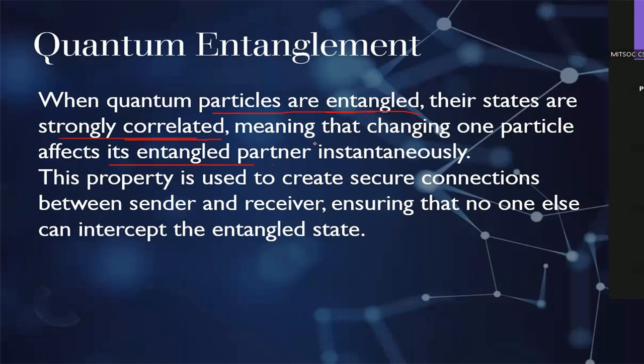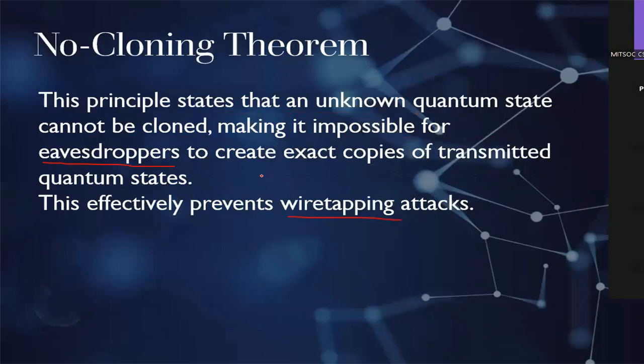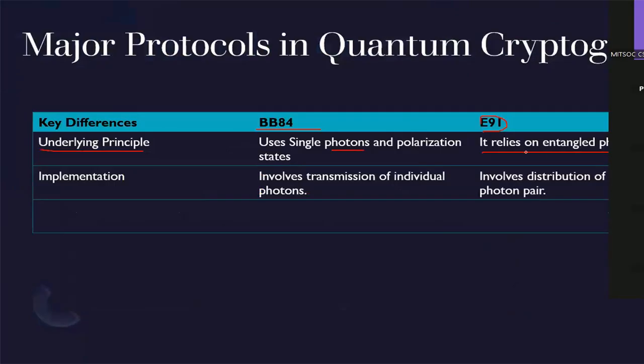So that means changing the one particle affects the entangled partner also instantaneously. So this particular methodology works on the entangled photon pair. Talking about the implementations, it involves the transmission of an individual photon, and here it involves the distribution of entangled photon pairs. So these are the key differences that we have.